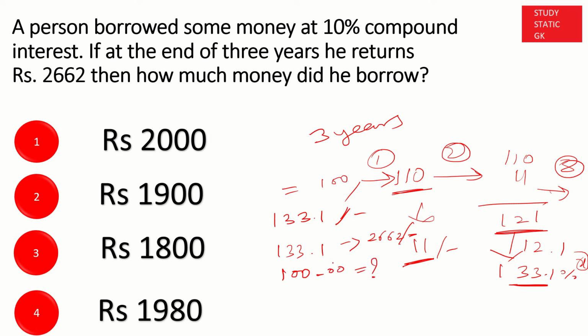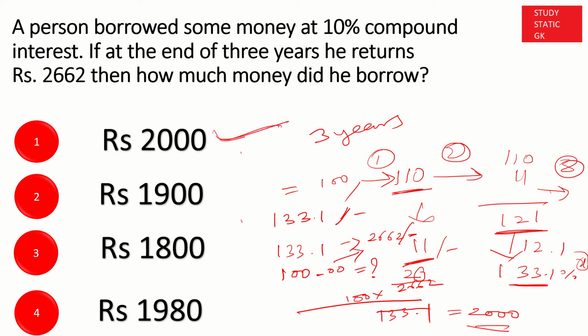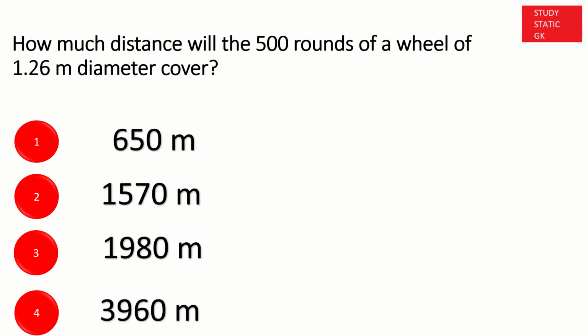So 100 into 2662 by 133.1. See here, 2662 is double of 1331, so it will be 2, and the point is there, so 10 will go. 20 into 100 is nothing but 2000. So the answer is this one. Got it? Next question. How much distance will the 500 rounds of a wheel of 1.26 meter diameter cover?